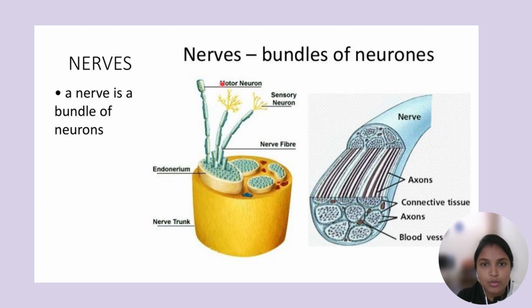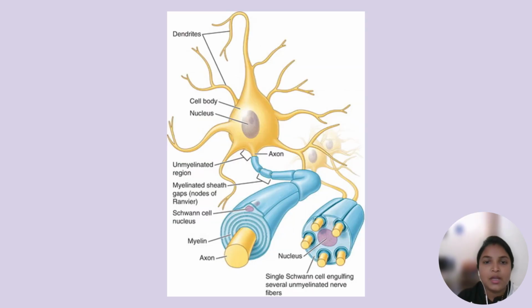All right, see here, motor neuron, sensory neuron, everything is bundled together in the medullary sheath, comprising the nerve. Again, in this picture also, the axons that you see here are coming from the different neurons, and these are bundled in a medullary sheath, calling it a nerve.